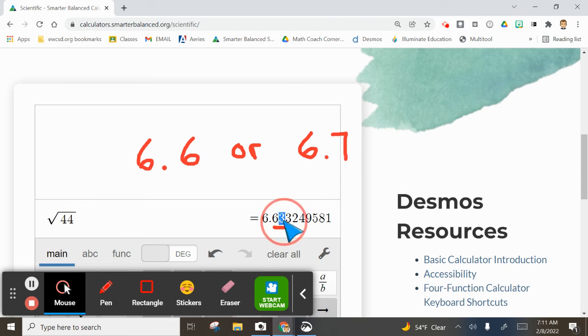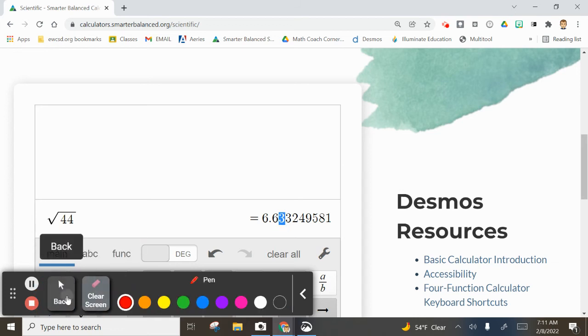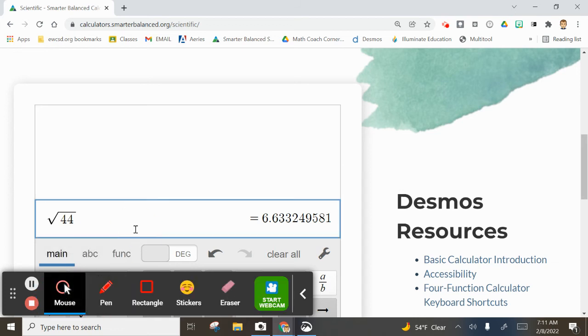But since it's 6.63, or even if it was 6.64, you don't raise it up. Your answer is good here. Okay? Let's do another one real quick just so you can see the idea of rounding, because I've taught this for 13, 14 years and kids forget how to round.